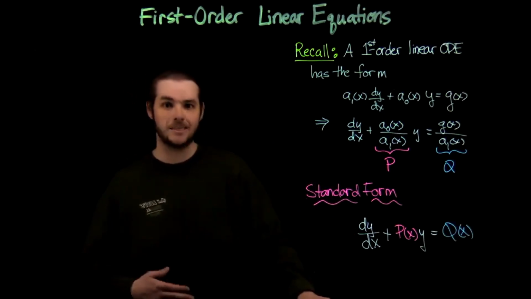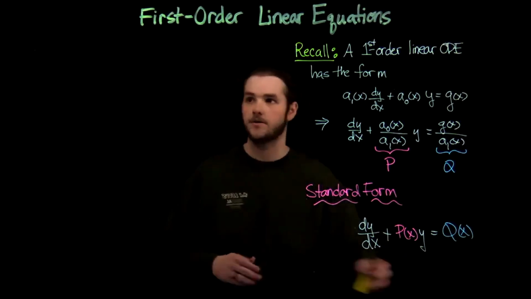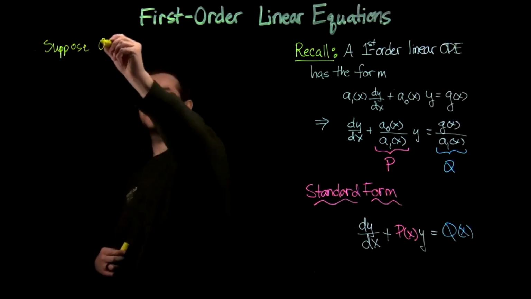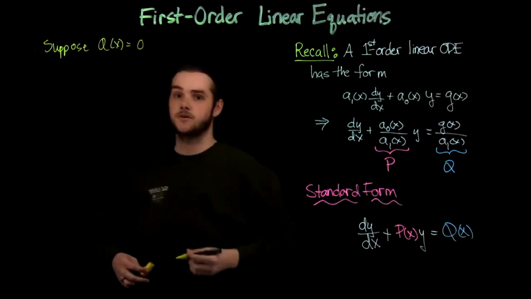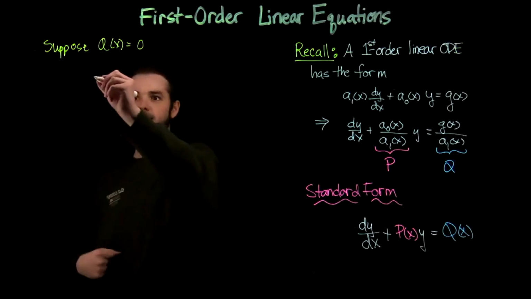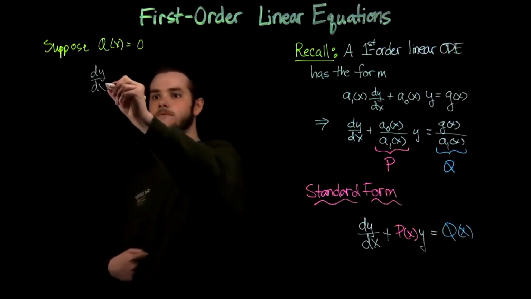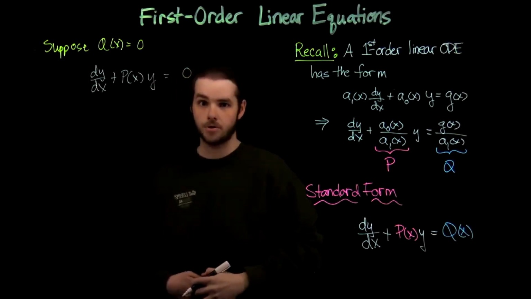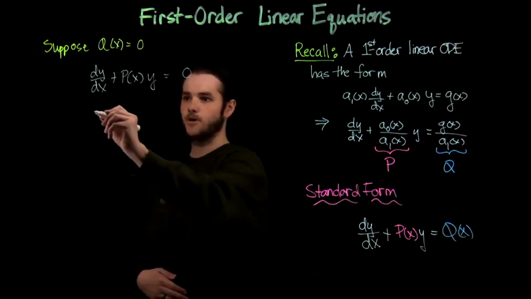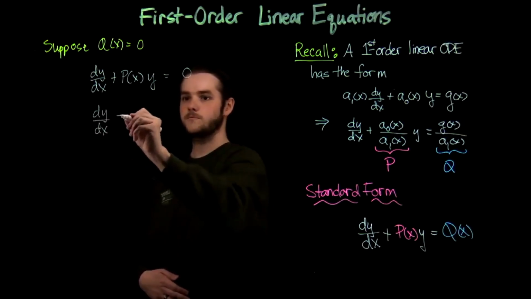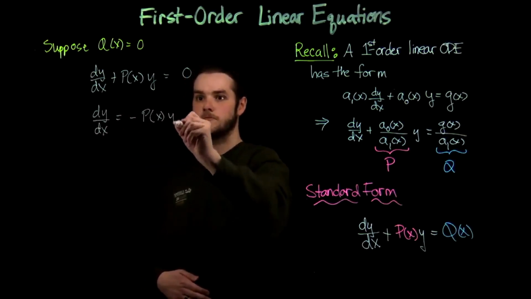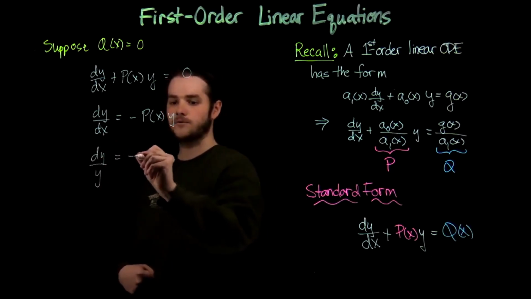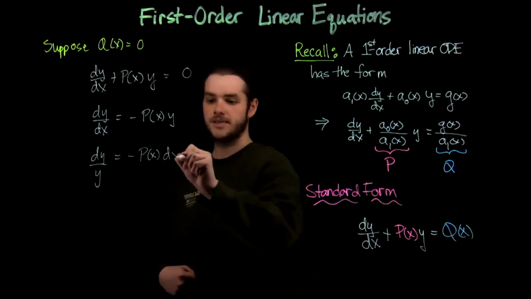Now let's look at a simple scenario. And hypothetically, let's suppose that q of x is 0 for now. When this is the case, do you notice that my equation actually becomes separable? I can move this term over. I can separate my variables and write dy over y equals negative p of x dx.